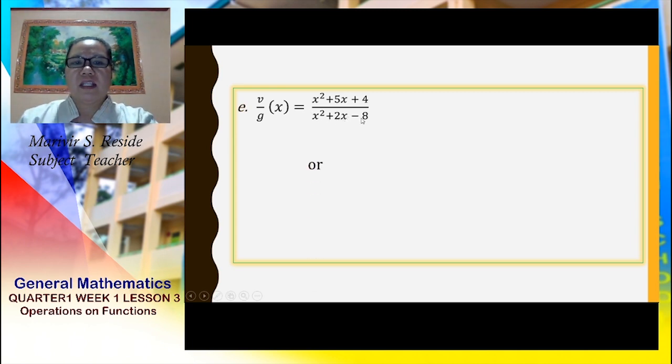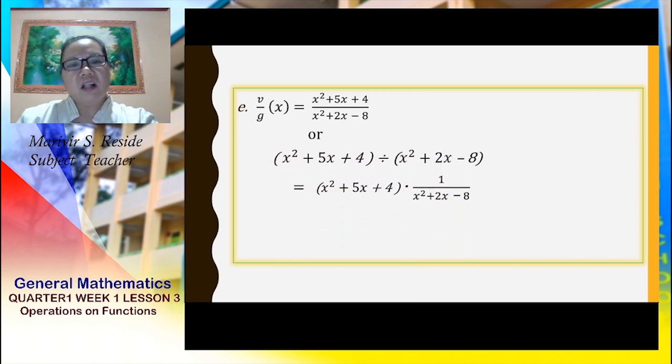So how do we do it? This can be written also in this way, not in the fraction form, and they're just the same. So we use the division sign, and take note, the second expression is our divisor. And what is the rule if we are dividing fractions together? We get the reciprocal of the divisor. So the reciprocal of x squared plus 2x minus 8 is 1 over x squared plus 2x minus 8.